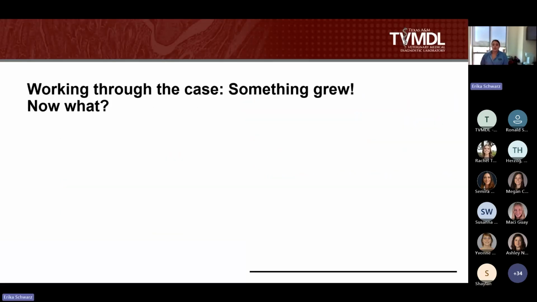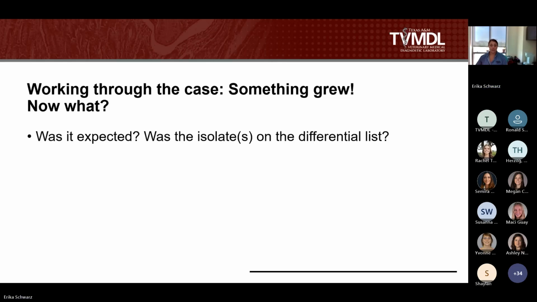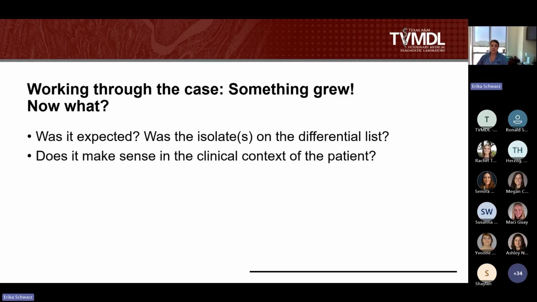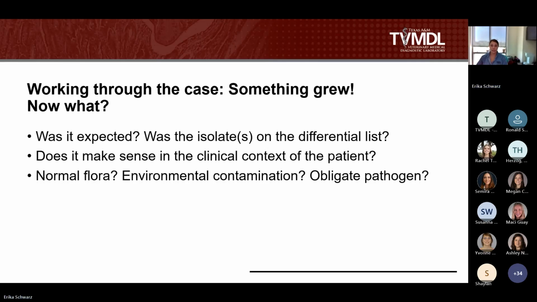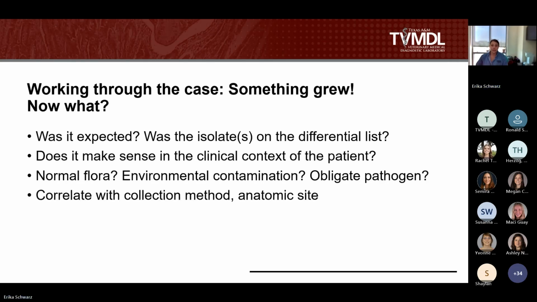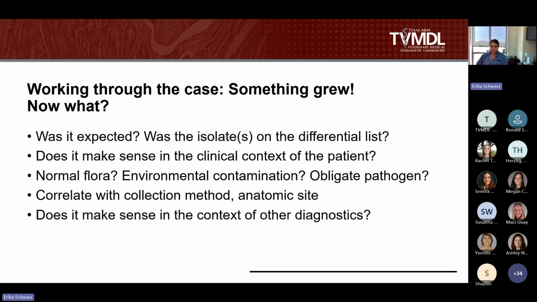So once you have your bacteriology report in hand, what are some of the things that you could be thinking about in order to discern whether that growth is significant? Was it expected? Were the isolates that we grew on the differential list for this case? Does it make sense in the clinical context of the patient? Is it normal flora, or could it be environmental contamination? Did we isolate an obligate pathogen? Is it correlated with the collection method and the anatomic site of collection? And then does it make sense in the context of other diagnostics?